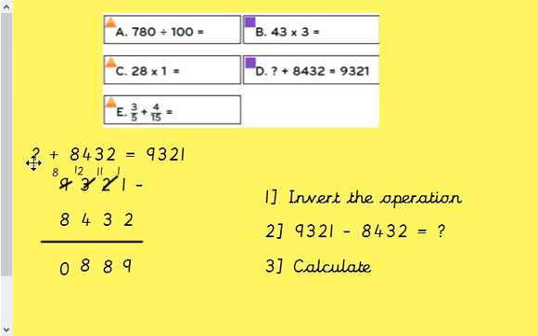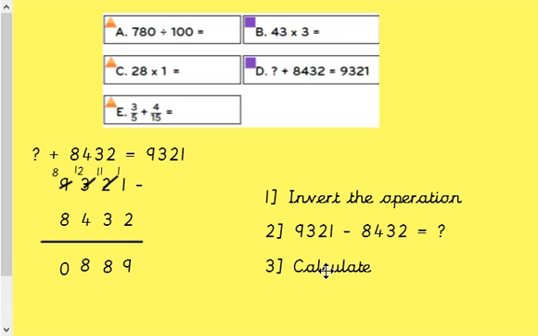Okay, so our final written question this morning is one of those mystery number questions. So mystery number plus 8,432 equals 9,321. Well, I've put here 3 steps. The first thing I'm going to do is invert the operation. So I'm going to turn it around, turn it on its head, turn it from addition to subtraction, because that's what the inverse of addition is. It's the opposite. If I invert the equation, it becomes 9,321 take away the known fact, 8,432, and that should leave us with our mystery number.